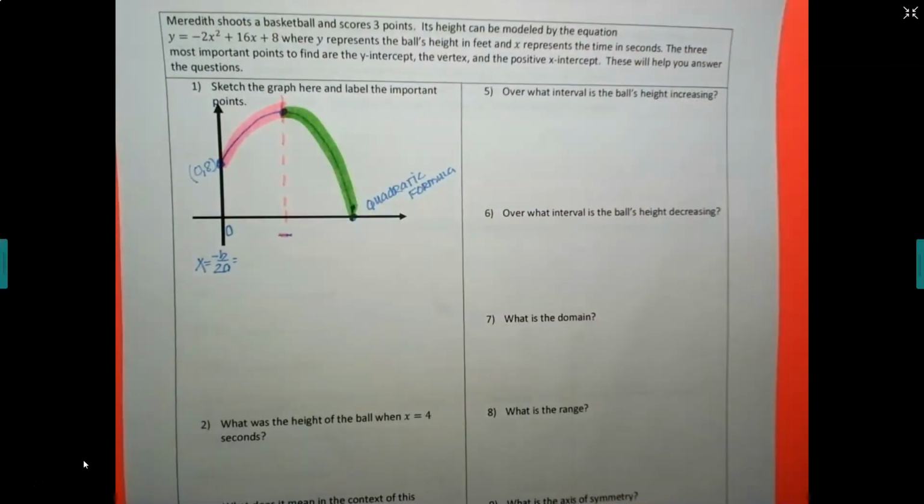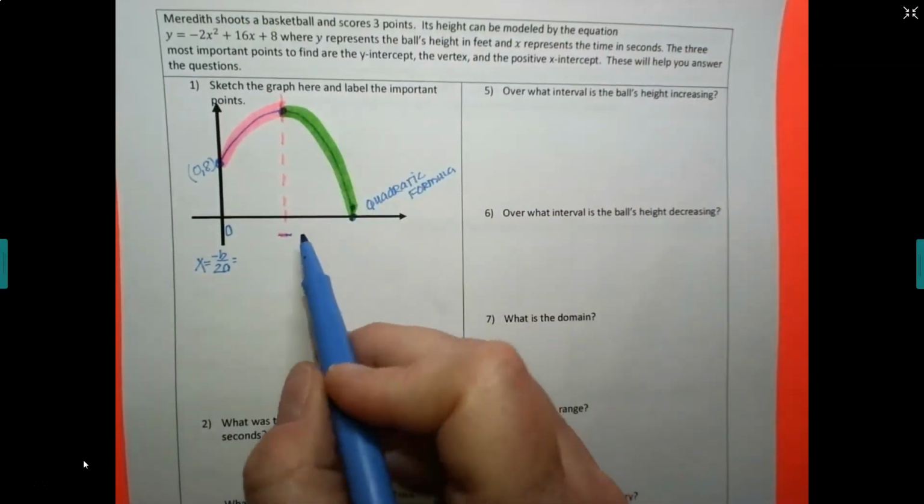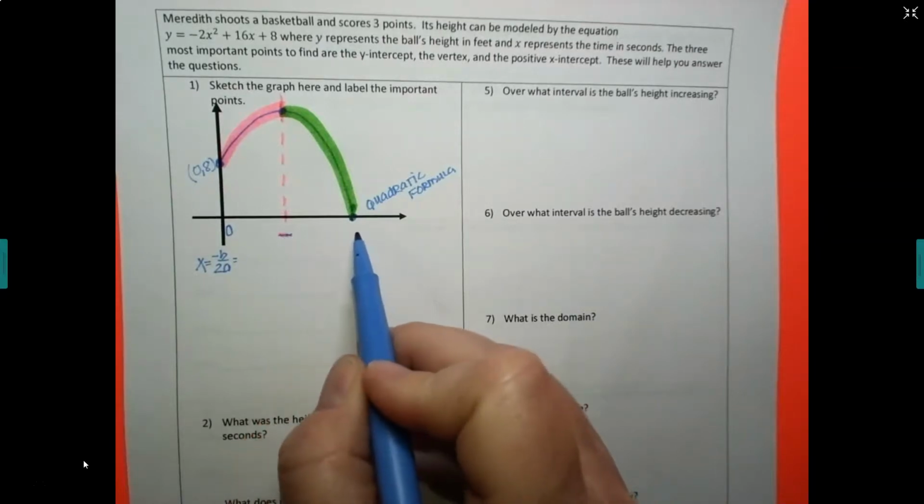At the vertex, the ball starts to head down until it hits the ground. So the interval for decreasing will be whatever this x value is to your positive x-intercept.